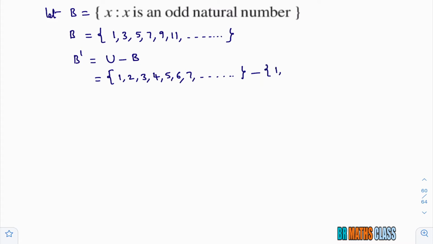What is set B? Set of all odd natural numbers. I can explain this in set builder form also, but I want you to understand this easily, so I am doing this problem in roster method. Now, the difference of these two sets.